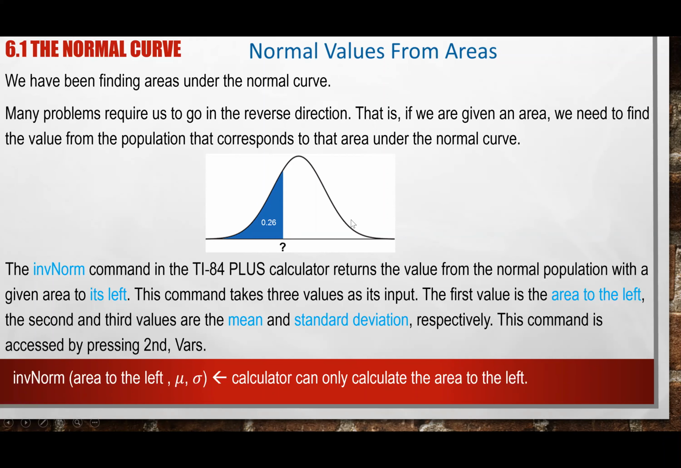Again, given this, for instance, let's say that this is a standard normal curve. The area to the left of this point, I don't know what this z-score is. The area is 0.26. Now I want you to tell me what the z-score is. We know that if it's less than 50%, the z-score has to be negative.